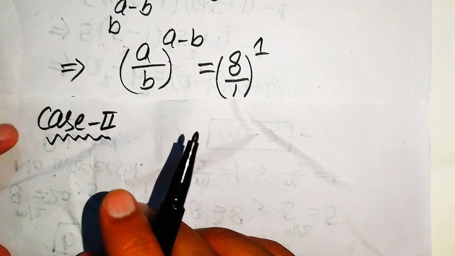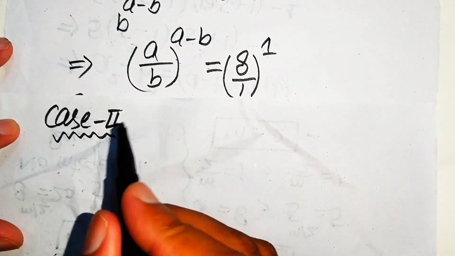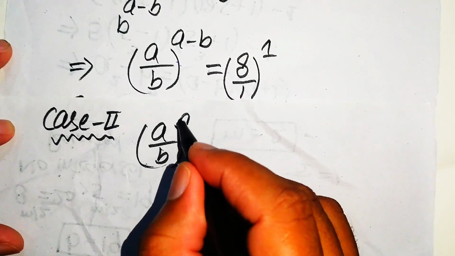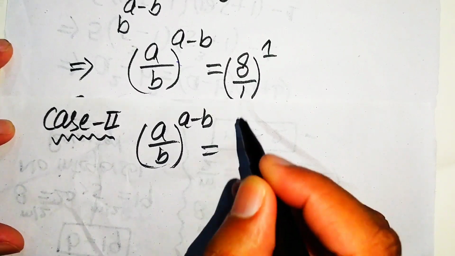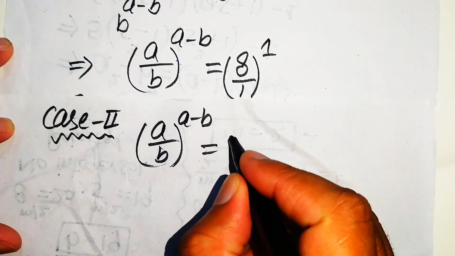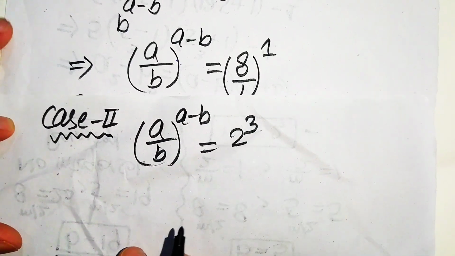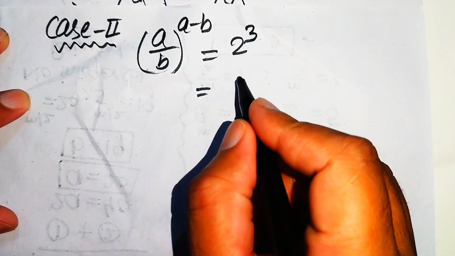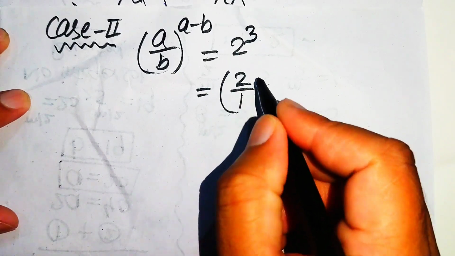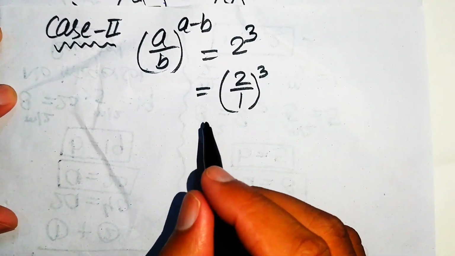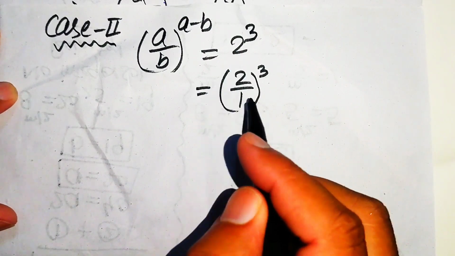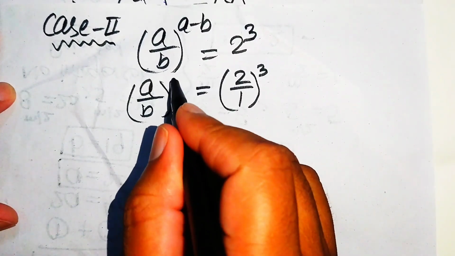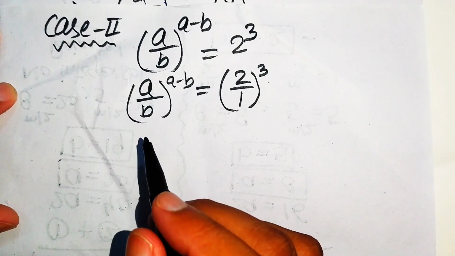So in the second case, first we rewrite this equation. Here we have (a/b) whose exponent is a minus b, and this is 8, and we write this 8 as 2 cubed. Okay, so now we simplify this one. Here we rewrite this 2 cubed as (2/1) whole cubed. So in the left hand side we have (a/b) and its whole exponent is a minus b.